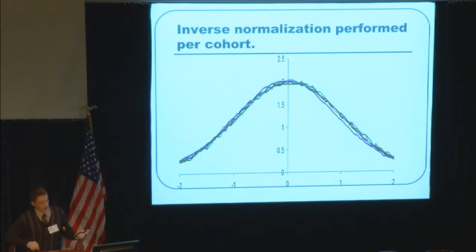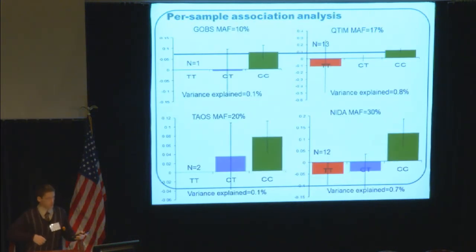So we fit inverse Gaussian normalization, and lo and behold, all our data looks more or less uniform and more or less homogeneous. So we can actually now perform the test of the association per sample individually. And it actually looks pretty promising, except the particular SNP has relatively low prevalence in both GOB's and Tao's cohorts.